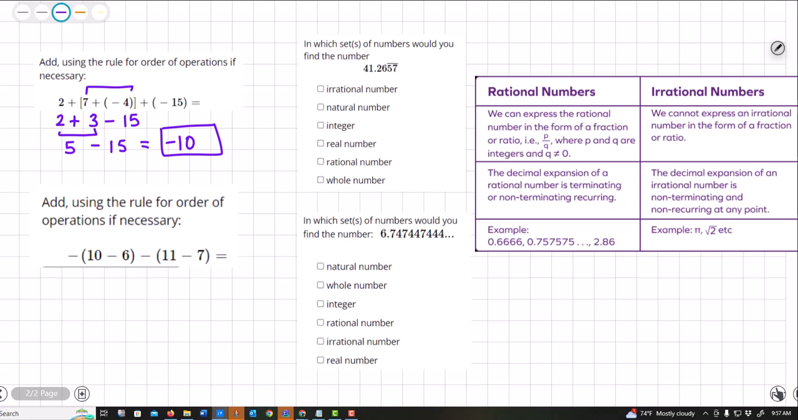All right, so here, once again, please excuse my dear Aunt Sally. Please do your parentheses first. Leave that negative on the outside. 10 minus 6 is 4. 11 minus 7 is 4. I had to think a minute there. And so this is -4 minus 4. When the signs are the same, you add and you keep the sign. So -8.